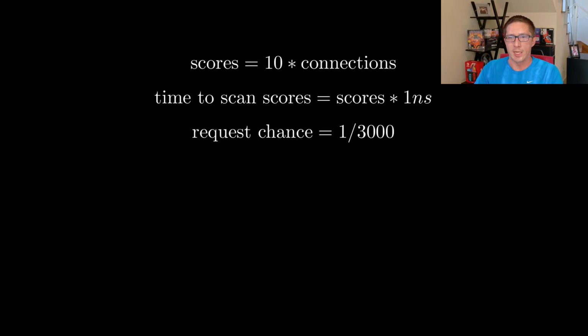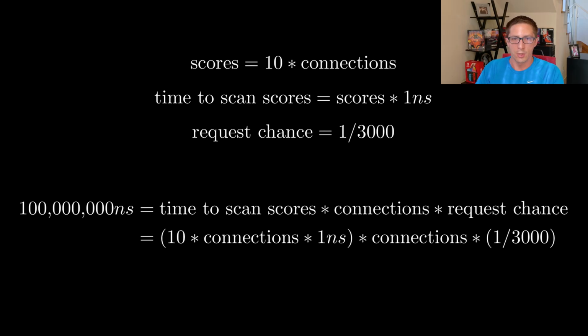Not everyone who owns the game will be connected, so let's assume there are 10 times more scores than connected players. Also, players will not request a score every tenth of a second. If a score is requested every 5 minutes on average, 300 seconds, the probability of requests in any given tenth of a second is 1 in 3,000.